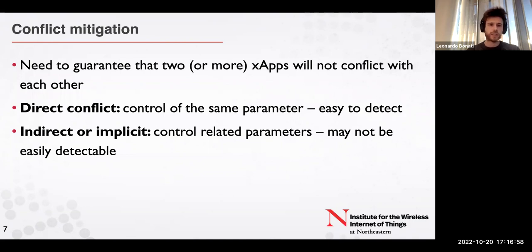So for example, this is what is called a direct conflict. So if two xApps control the same parameters, so the same, for instance, allocation of resources for a certain base station, but we can also have what is called indirect or implicit conflict, in which we don't exactly control the same parameters, but we control some parameters that have an effect on some other functionality of the base station.